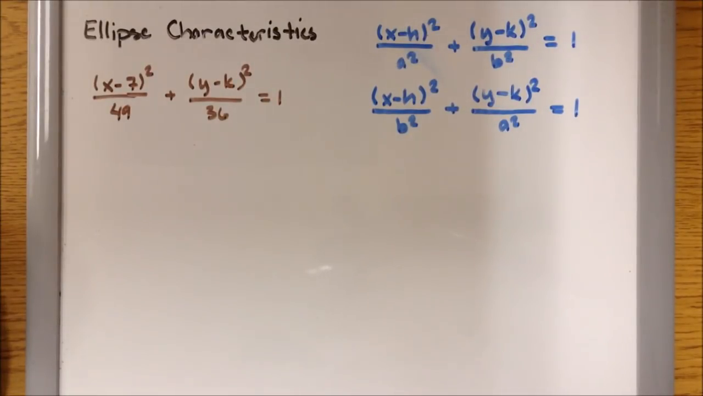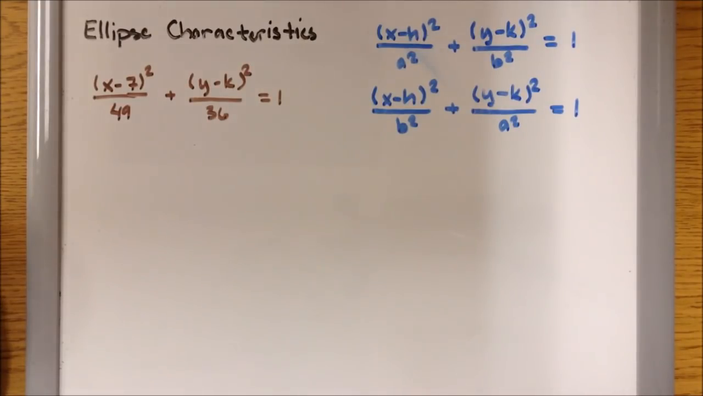For this video, we're going to go over ellipse characteristics. What I mean by that is you're finding the values of A, B, C in order to find your center, your foci, your co-vertices, and your vertices, and then your major axis and your minor axis.